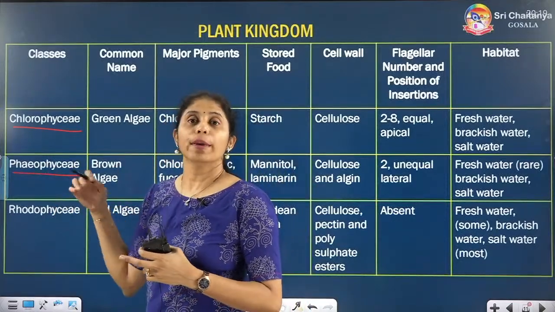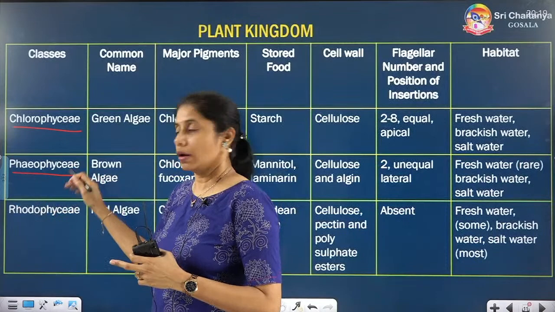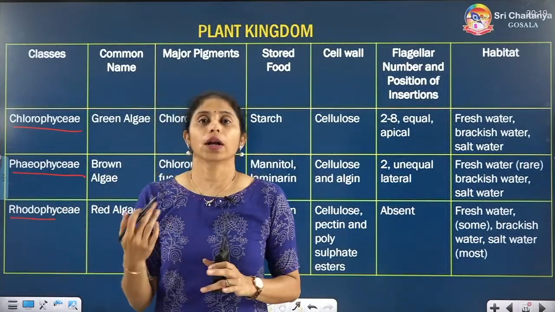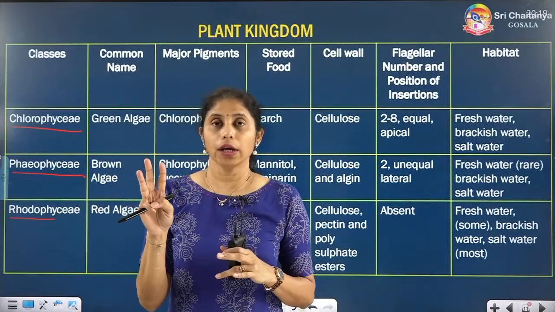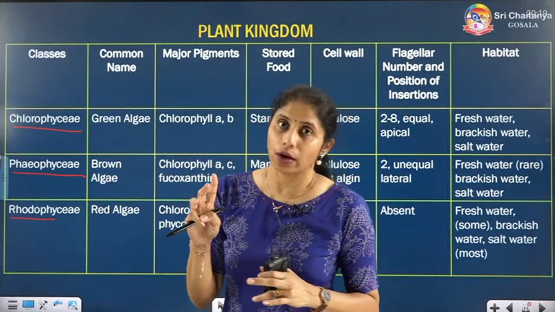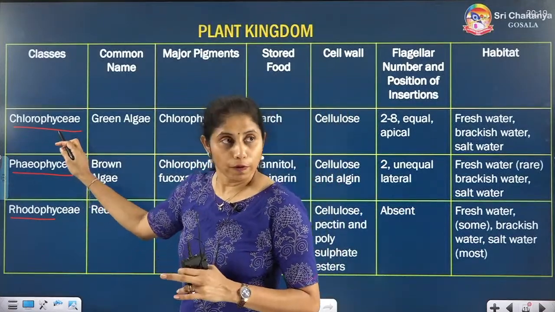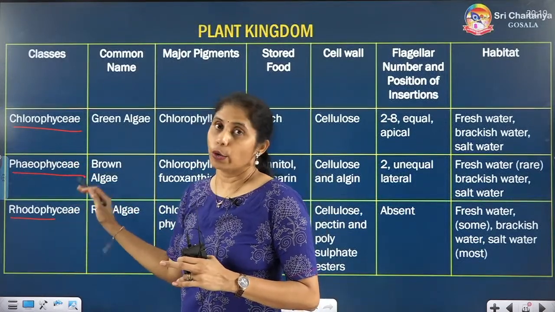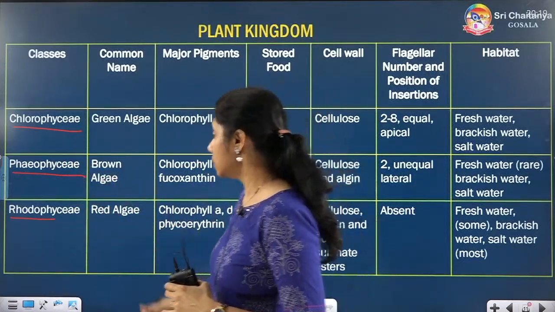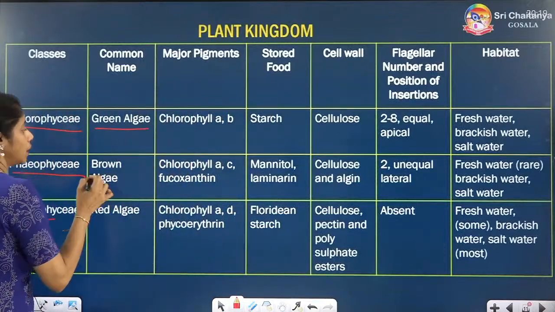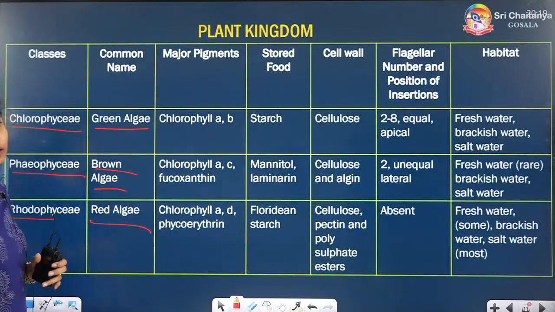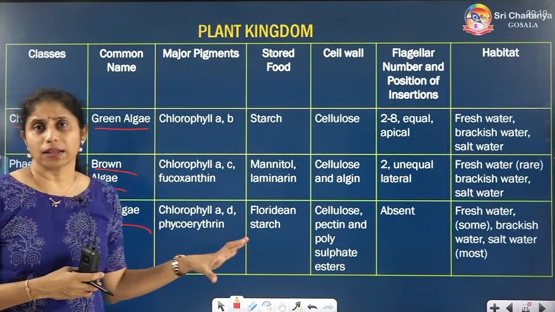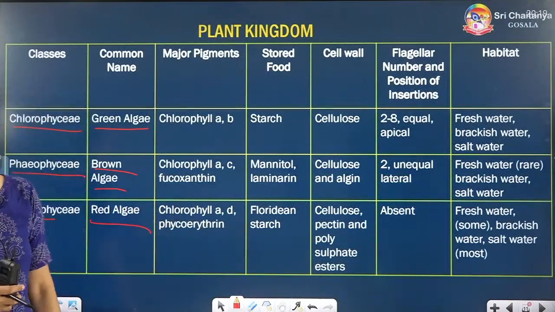Phaeophyceae, phaeo means brown color, so they are the brown algae. Rhodophyceae, red algae. So we have three colors already: green algae, brown algae, red algae. Green algae are called Chlorophyceae, brown algae are called Phaeophyceae, red algae are called Rhodophyceae. So in this you can see here already it is given green algae, brown algae and red algae. The table is given exactly like this in the NCERT.